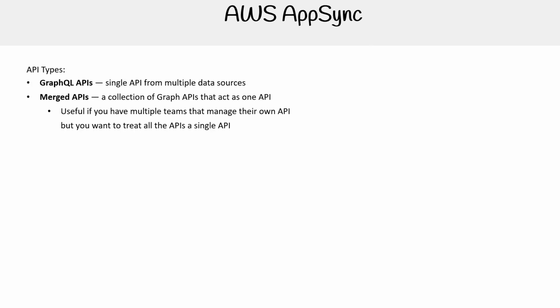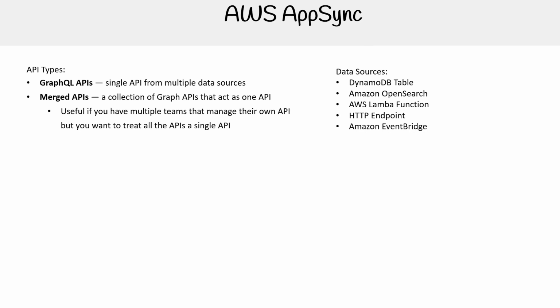So you have two API types. We have GraphQL APIs and merged APIs. The key difference here is merged APIs is just merging a bunch of GraphQL APIs into one. The reason you might want to do this, you have multiple teams. Each team manages their own API, but for the end user, you want a single API for them to access. For data sources, we have DynamoDB table, Amazon OpenSearch, AWS Lambda functions, HTTP endpoints, Amazon EventBridge, relational databases. In particular, this is just for RDS HTTP endpoints, which could also go to Aurora because Aurora is on RDS.